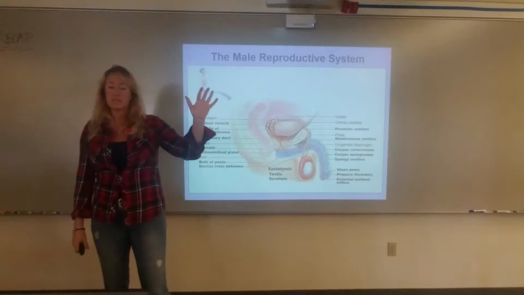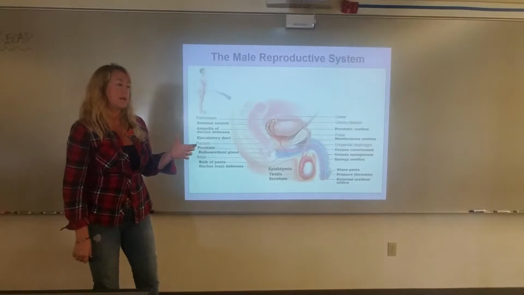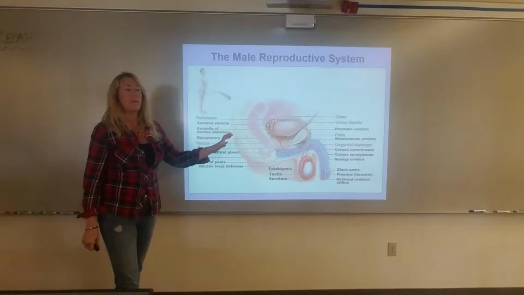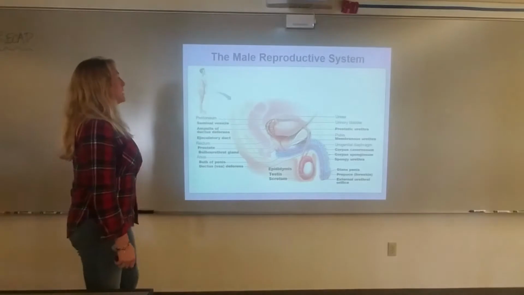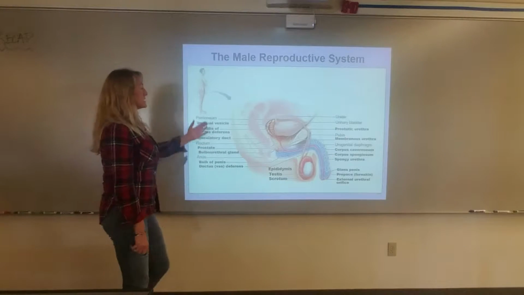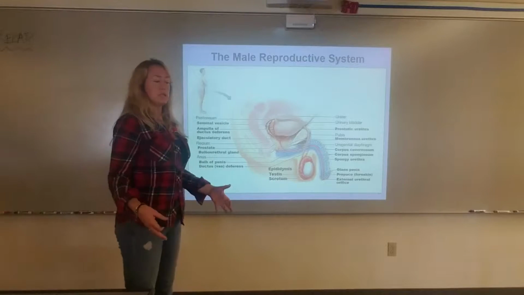Where we left off was we were finishing puberty, and then we were starting reproductive anatomy and physiology. So we were focusing on the male. We're going to finish the male and go into the female reproductive anatomy and physiology. This is a mid-sagittal section or cut, which splits the right from the left side.